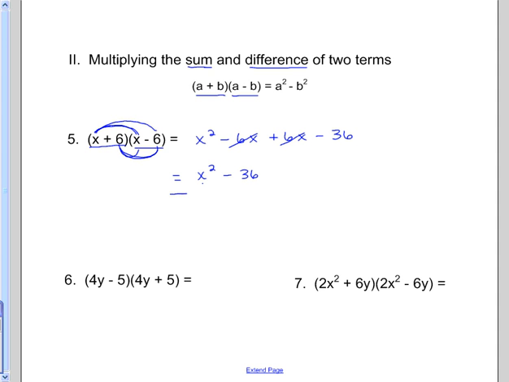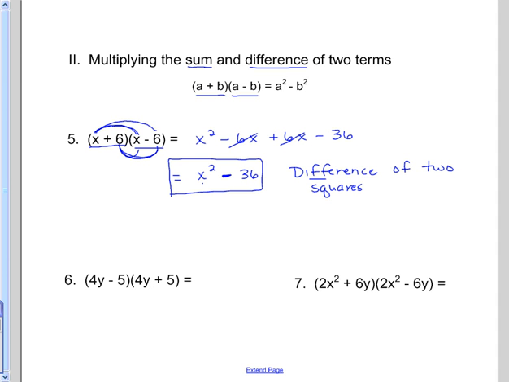So your answer when you're working out these kinds of problems will always be a binomial, which will be what we call the difference of two squares. If you notice, each term in the answer is a perfect square, which means I can take the square root of it evenly. And this sign in the middle will always be a negative. That's why we call it the difference of two squares.